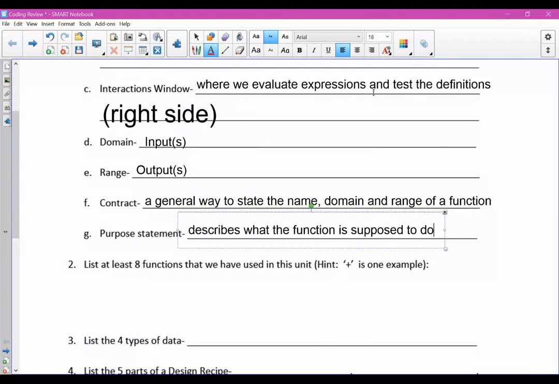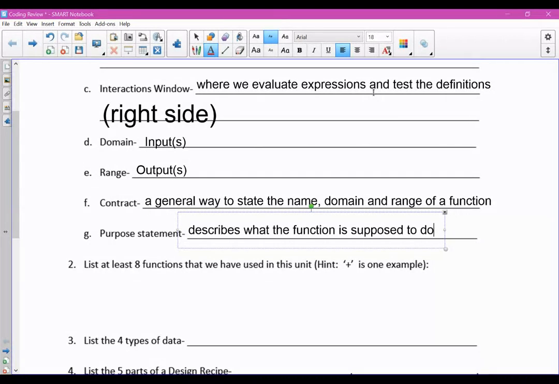So am I multiplying something by 3? Am I creating a solid blue circle of size 40? Am I inserting an image from the internet? Am I answering a yes or no question? What is the purpose of the function? That's what a purpose statement does.